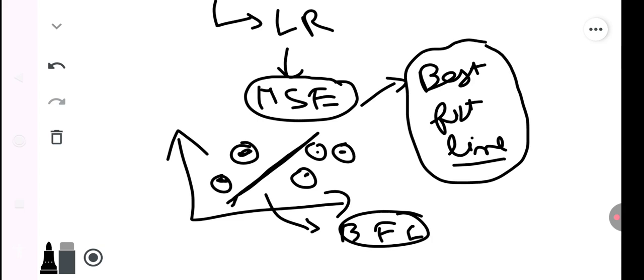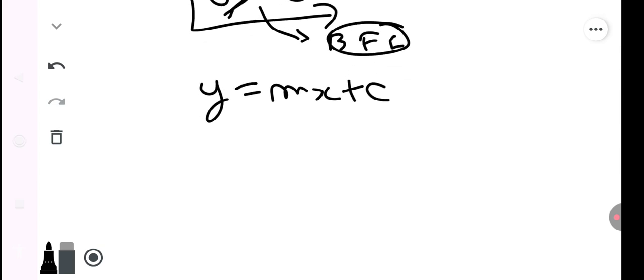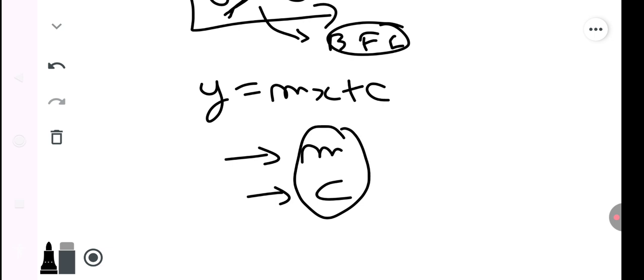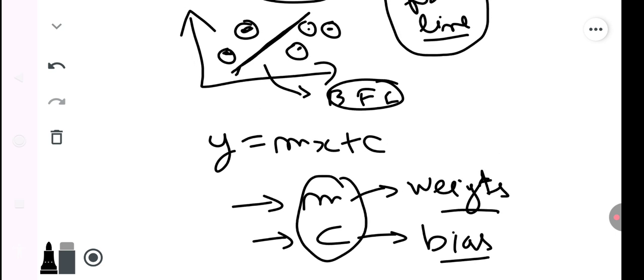So what we are doing here is that, we know that our line formula is y is equal to mx plus c, right? So what gradient descent does is that it is used to find two values, that is m and c. And in terms of machine learning language, m is known as weights and c is also called bias. So these are the two terms that we use in machine learning, okay?